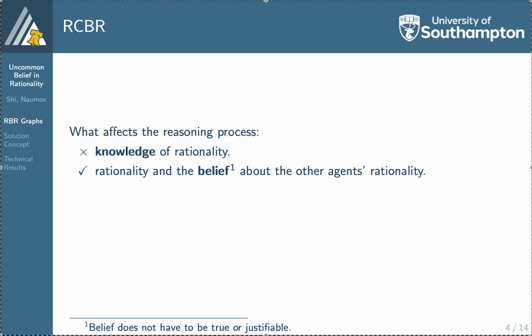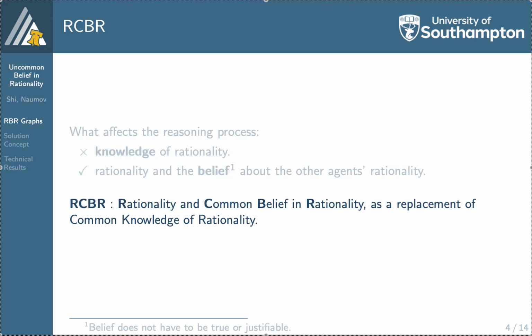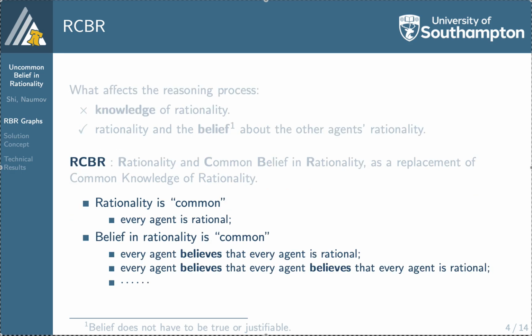Luckily, what affects the reasoning process in multi-agent interactions is not the knowledge of rationality, but rather the rationality of each agent and their belief about the other agents' rationality, where belief does not have to be true or justifiable. As a replacement for common knowledge of rationality, researchers came up with the concept of rationality and common belief in rationality, abbreviated as RCBR. Technically, RCBR has two meanings.